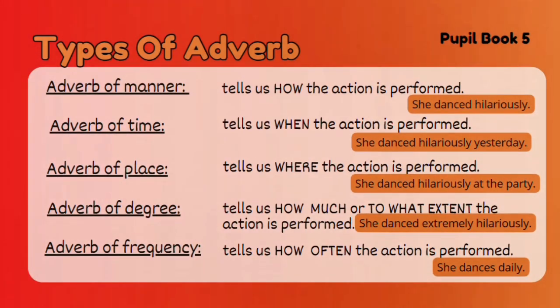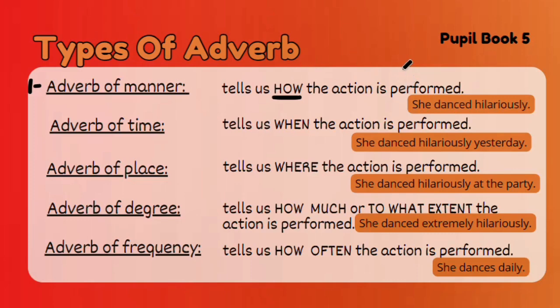Next we have types of adverbs. Types of adverbs is also a 6th or 5th grade topic. It depends certainly on your curriculum, but ideally a 5th grader should know the types of adverbs. So there are 5 types of adverbs. The first one is adverb of manner. Adverb of manner tells us how the action is performed. This is the simplest type that we have just discussed.